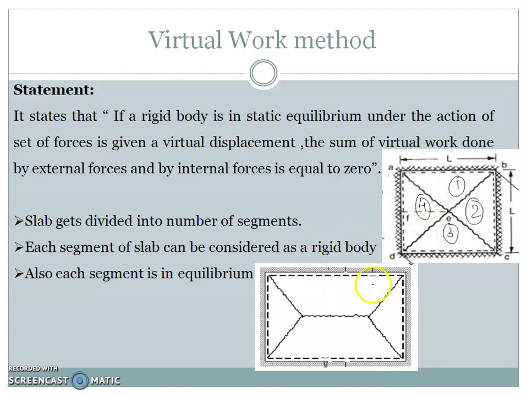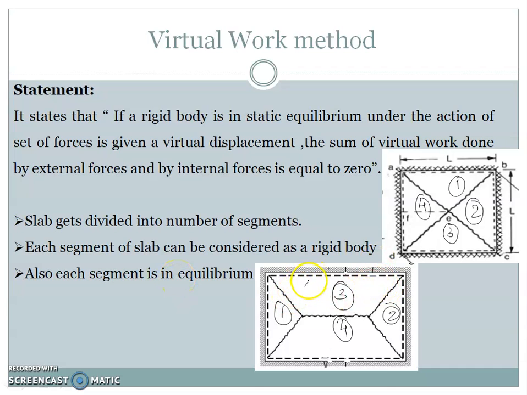Similarly, if you see the rectangular slab here, we have already covered these yield line patterns in the previous lecture. So again, this particular yield line pattern divides the slab into 4 segments, 1 and 2 as triangular segments and 3 and 4 as trapezoidal segments. Okay, so each segment of the slab can be considered as a rigid body.